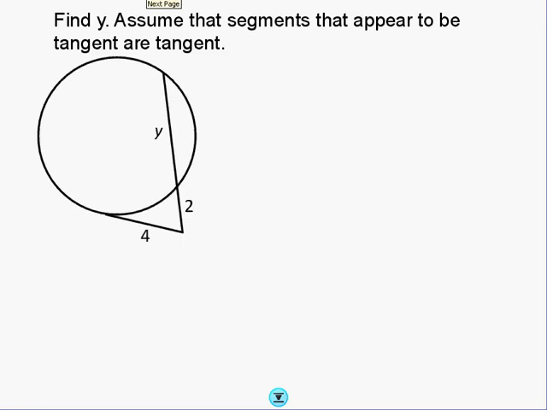Again, we have an intersection on the outside. What I'm going to think to myself is exterior times whole equals exterior times whole. We'll start with this one. The exterior part is 2. The whole thing is y plus 2.